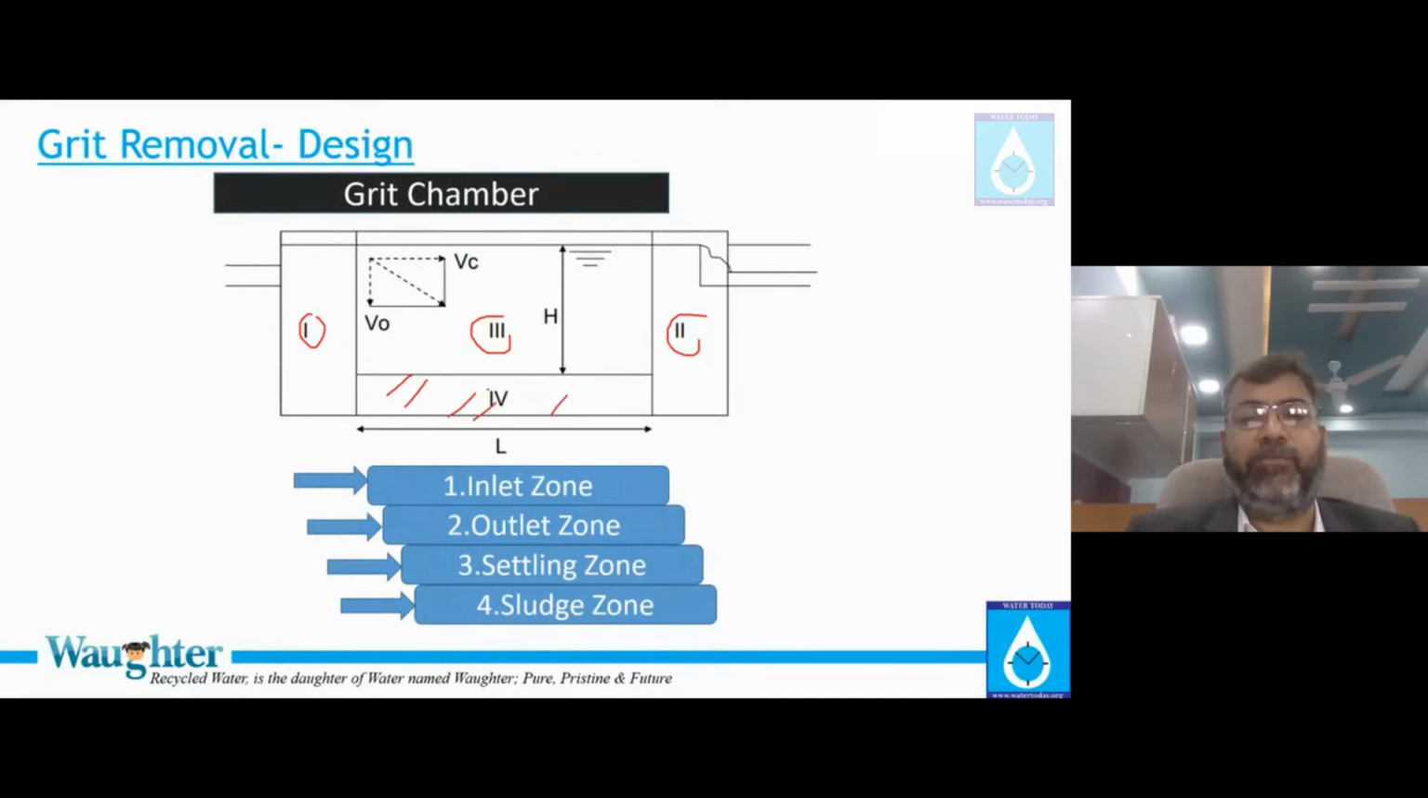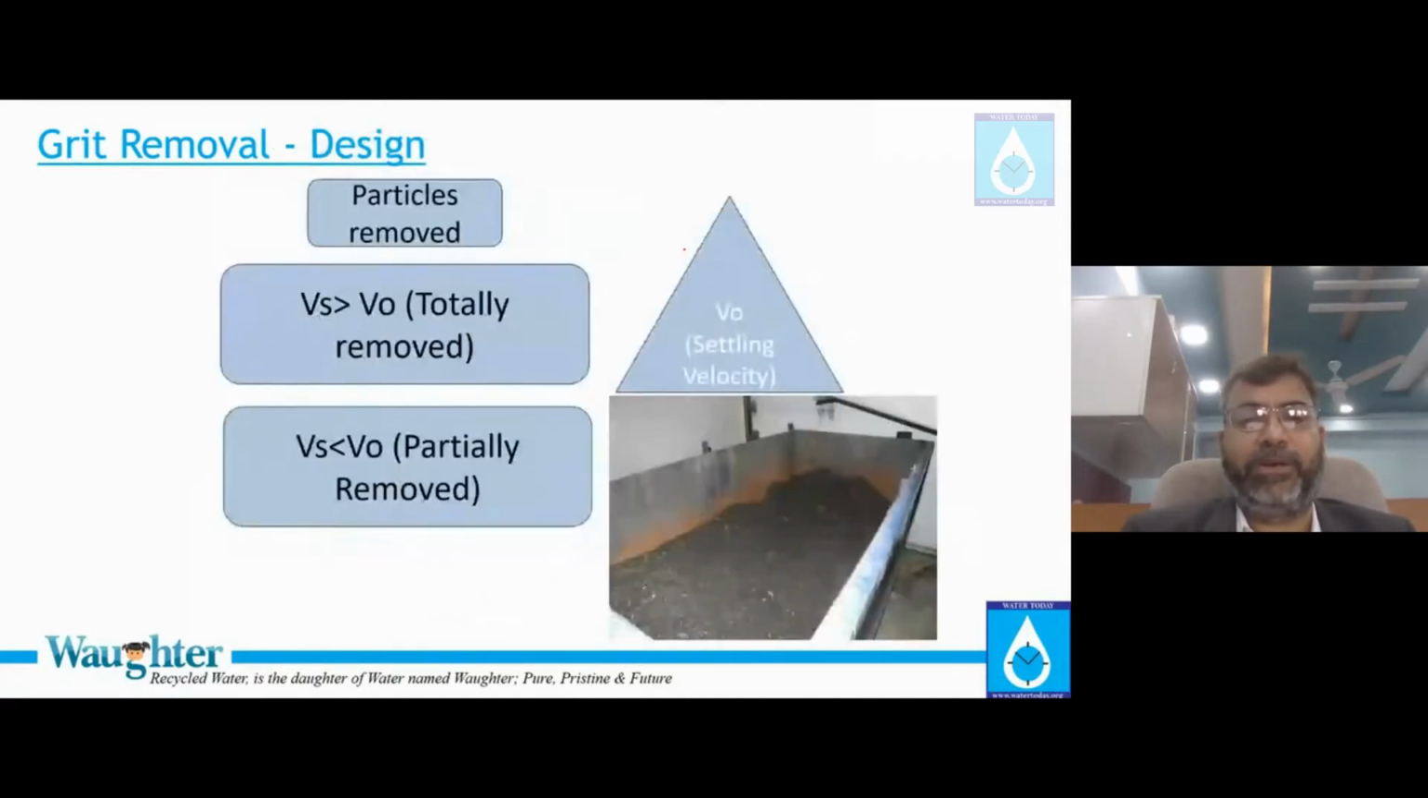In a grit chamber, when the water goes through, we try to keep the velocity, VC, in such a way that it does not carry away my settled matter. That's the simple criterion which is typically followed. The balance we will cover when we show you the Excel, and you will be able to understand this particular thing. Typically, this is the way in a large plant so much grit has been collected. Typically, VS greater than VO is totally removed.